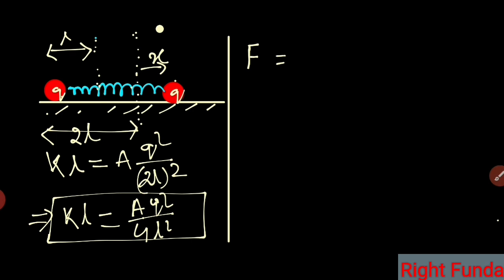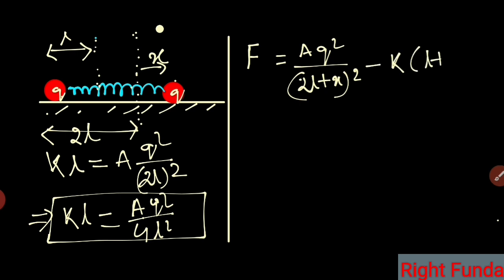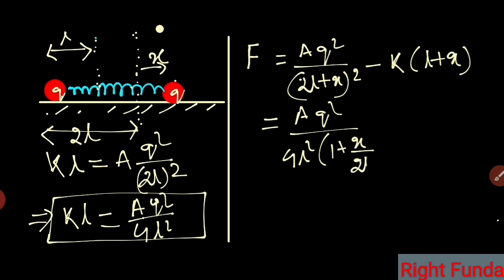The repulsive force will be there, A q square by 2l plus x whole square, minus the spring force, and the spring force is equal to k into l plus x, because the elongation is l, the length becomes 2l at equilibrium, so the new separation becomes 2l plus x. So if I want to simplify this, A q square, I take 2l common, then it becomes 4l square into 1 plus x by 2l whole square, minus k into l plus x.